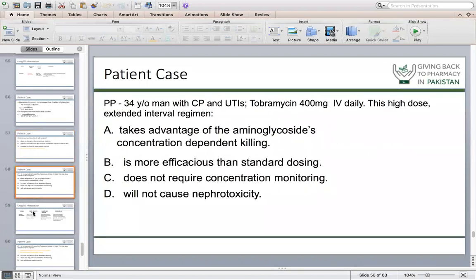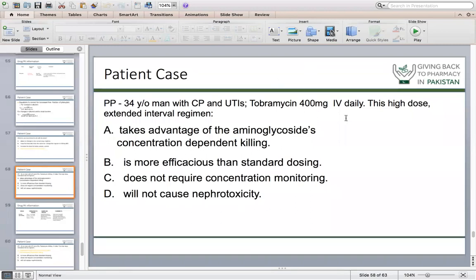Another pharmacokinetic information, we'll check this last case. PP is a 34-year-old man with cerebral palsy and UTIs. He's given tobramycin 400 milligrams IV daily. This high-dose extended interval regimen takes advantage of the aminoglycosides' concentration-dependent killing, is more efficacious than standard dosing, does not require concentration monitoring, will not cause nephrotoxicity. What do you guys think?